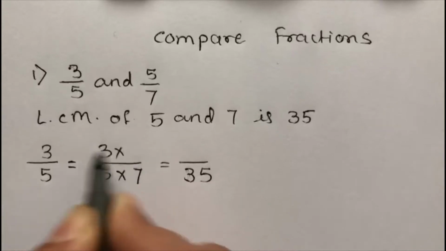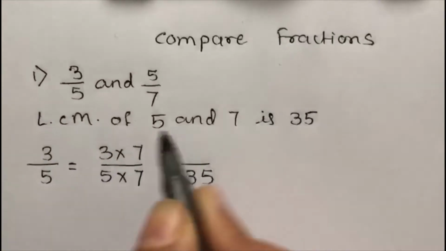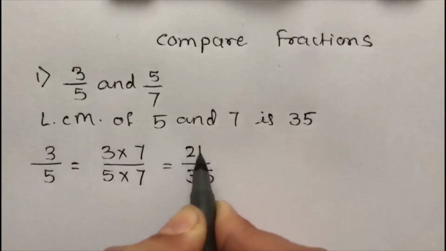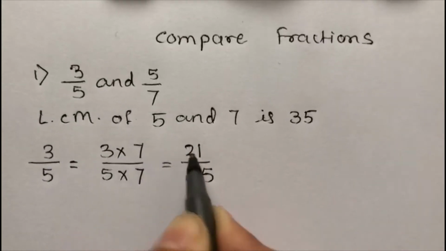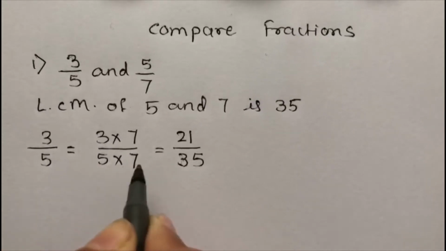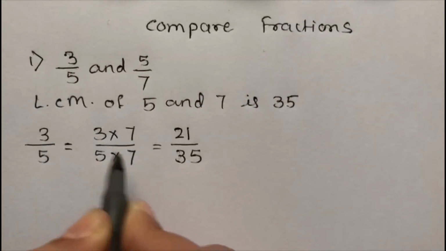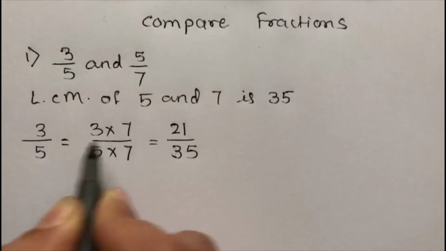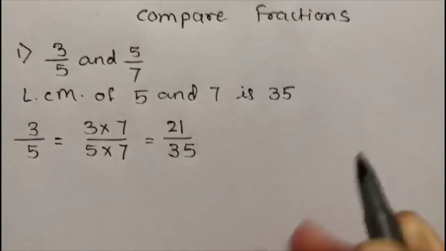Now we have to multiply this numerator by 7, so that here 21 will come, because 3 times 7 is 21. When we multiply the denominator by any number, at that time we have to multiply the numerator by the same number, so that the value of that fraction will not change.